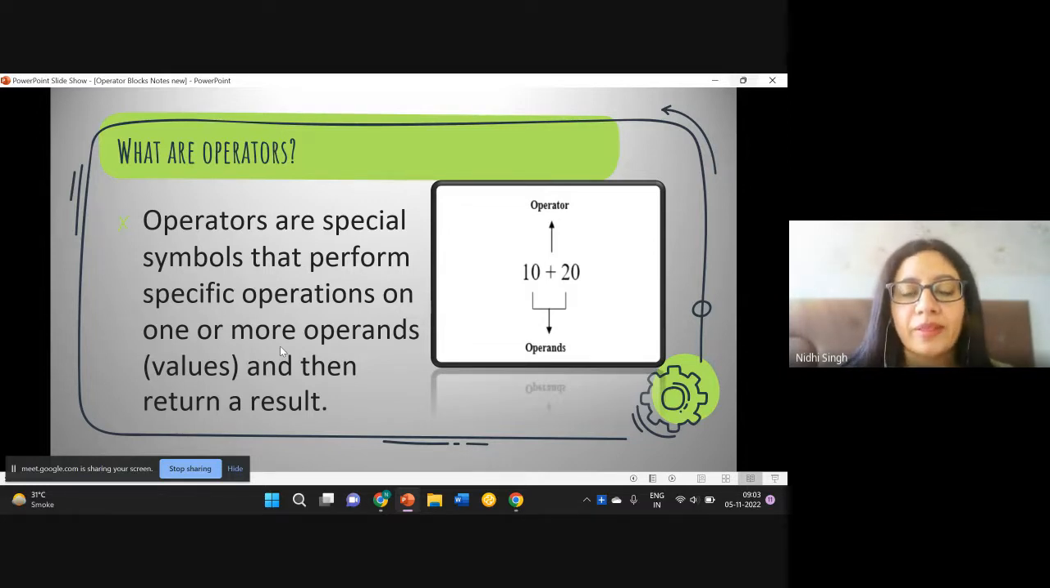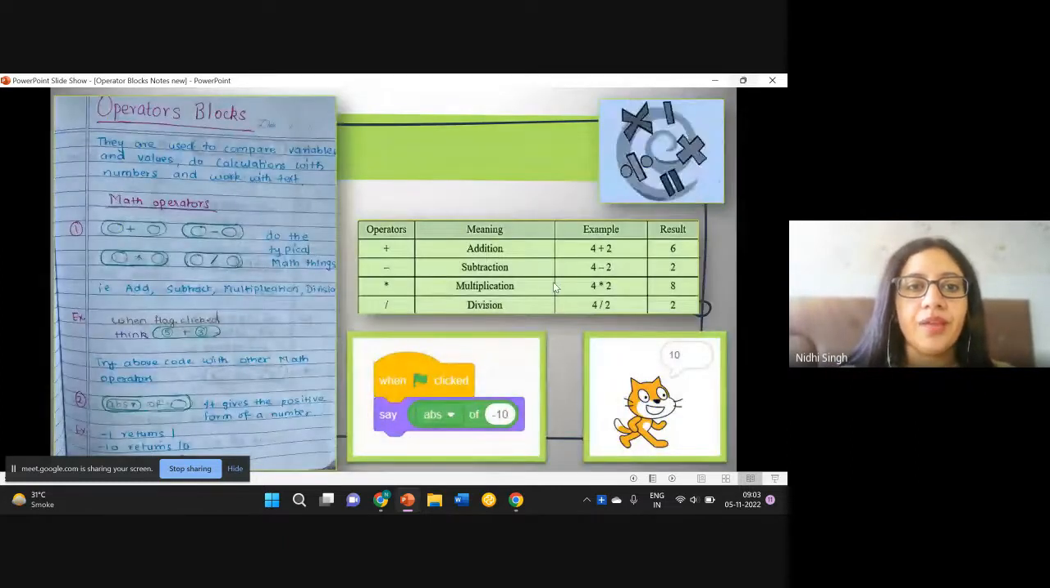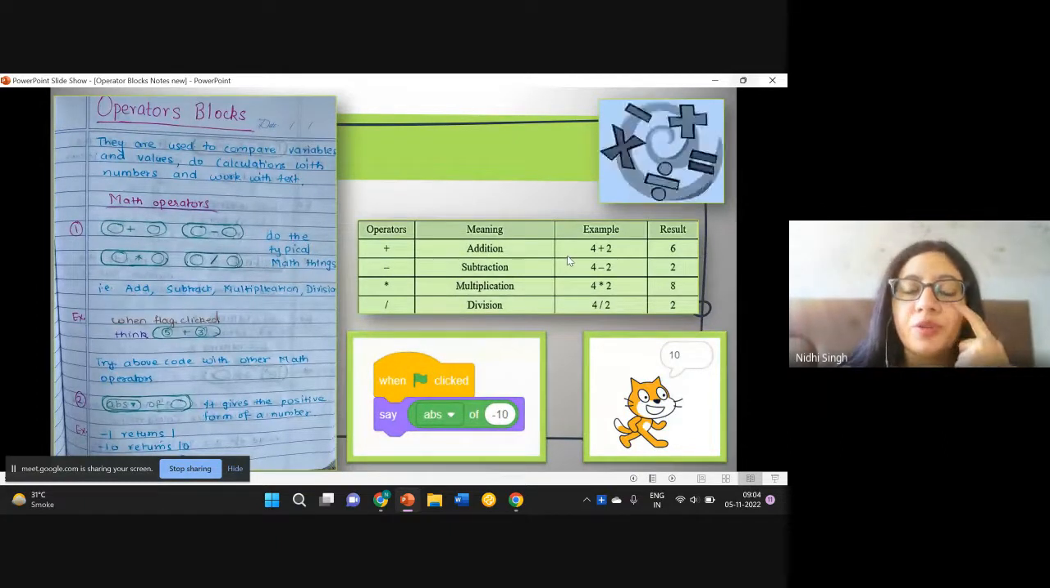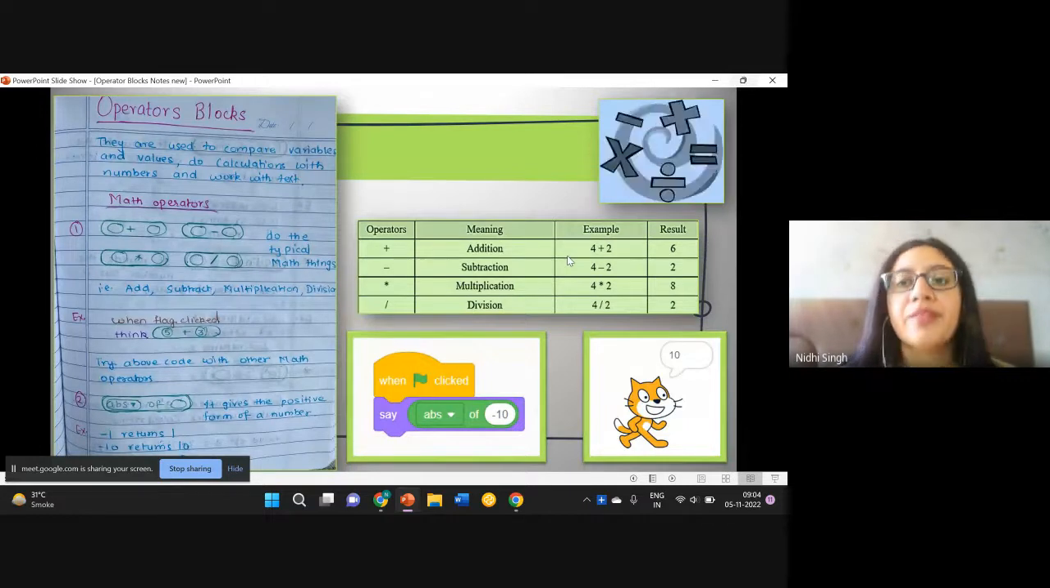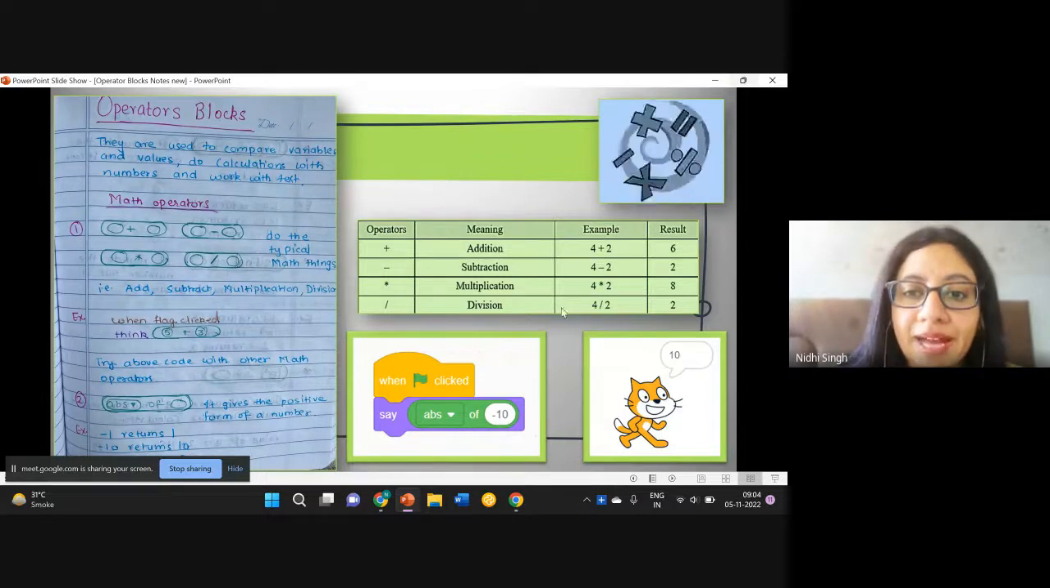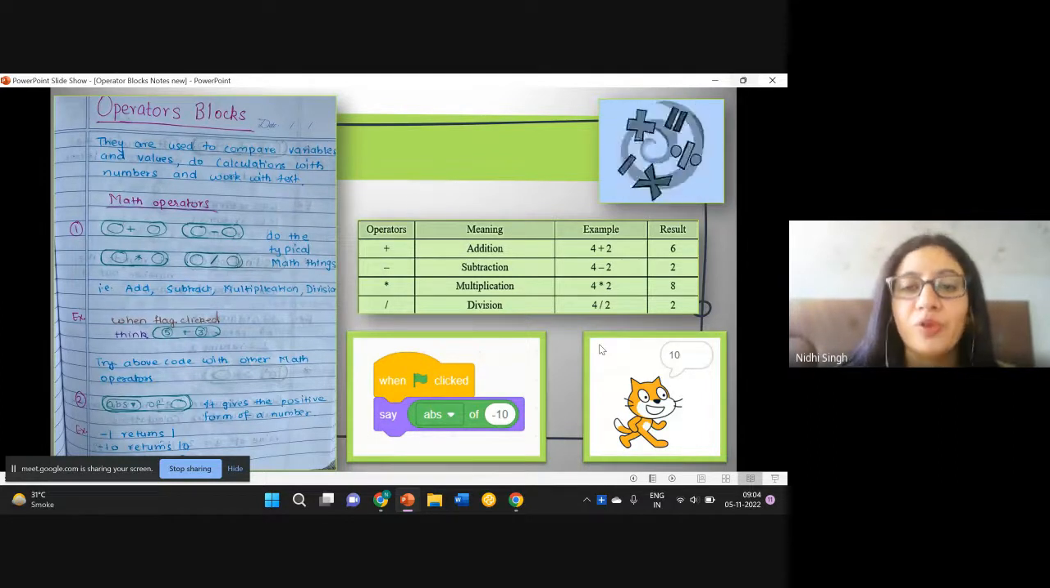Operators are special symbols like plus sign, minus sign, multiplication symbol or division symbol. These are the symbols which we use to perform some mathematical operation on operands. The numeric values, the numbers, are your operands. Clear? Okay. And why do we use these operator blocks? If we need to do some comparison, some calculations, and even in Scratch you can deal with text as well using operators.